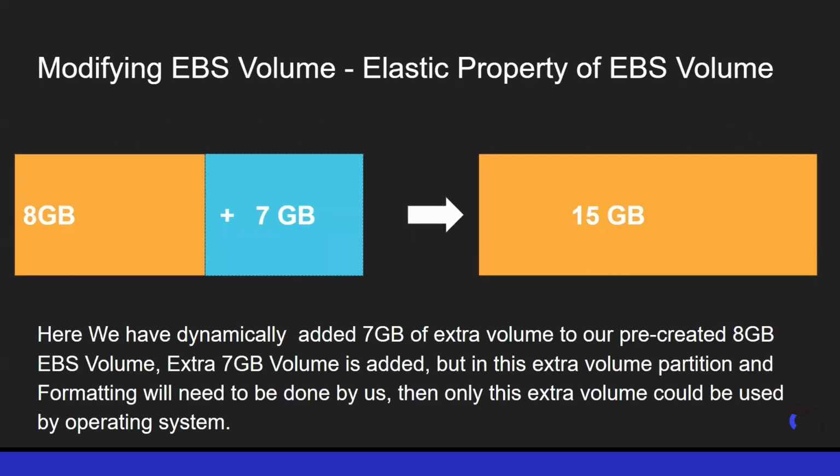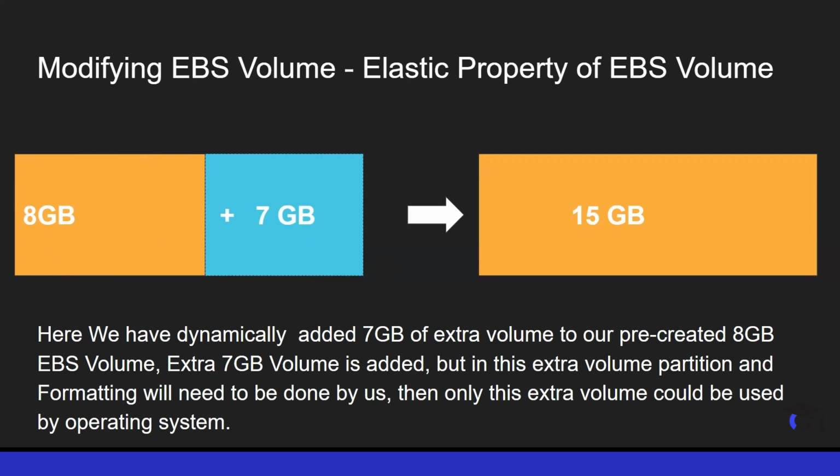Here with this example, you will see we are modifying EBS volume size. Initially we have 8 GB of storage. Now let's say I want to add 7 more GB of storage, so that the total EBS volume size becomes 15 GB. And I don't want to lose any data which I had earlier. I just want to increase or modify the EBS volume size. So let's see how we can achieve this.